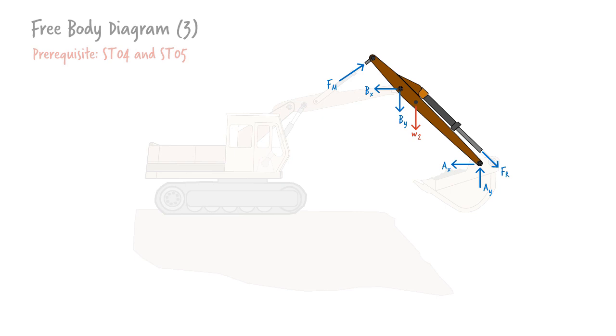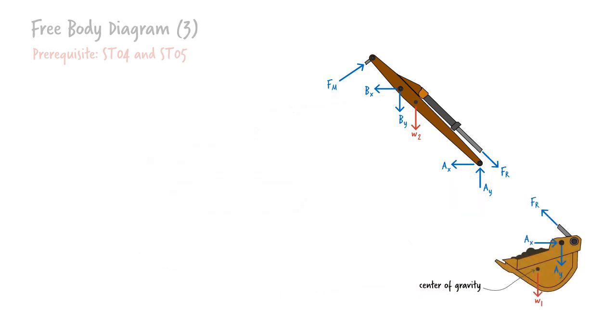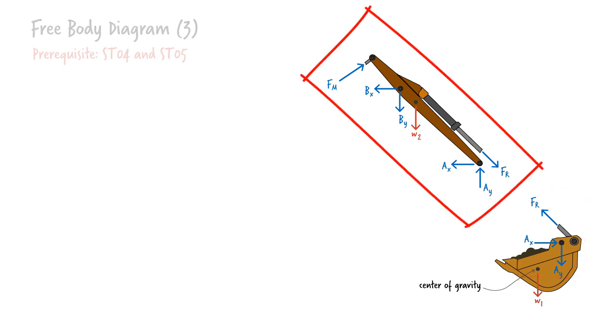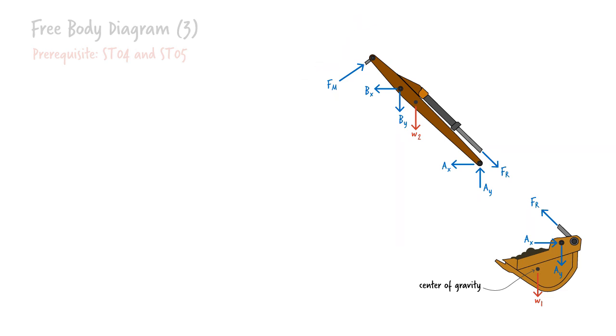This free body diagram has too many unknowns to be determined using the equilibrium equations. There are six unknown forces and only three equilibrium equations. We need to calculate three of them using another free body diagram before we can use this one to determine the rest. For example, first we can use this, the previously drawn free body diagram, to determine these three forces. Then we can write the equilibrium equations for the link and solve them for the three remaining unknowns.